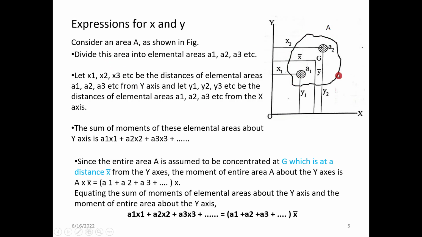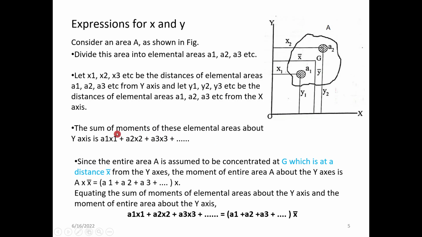So the area is our full area of this irregular shape, and we are dividing this total area into numerous small areas like a1, a2, a3, etc. And we are considering x1, x2, x3 as the individual centroid distances. So say for this area a1, it is at a distance of x1 from the y-axis and y1 from the x-axis. Similarly a2, x2 and y2. So we have numerous areas. x1, x2 are the distances from the vertical axis, and y1, y2, y3 are from the x-axis.